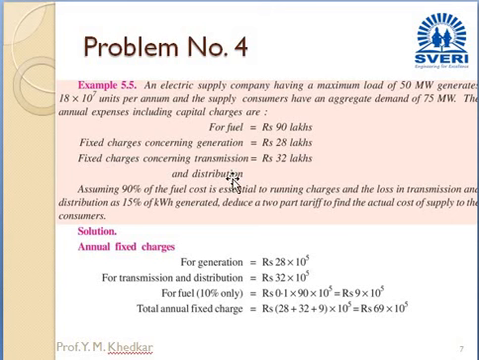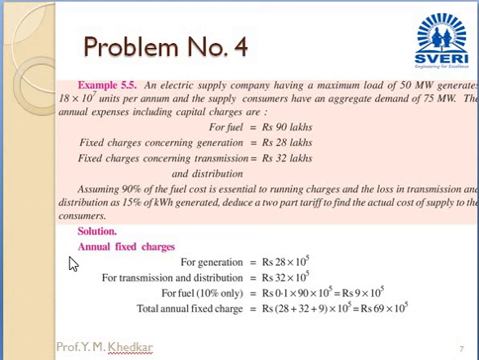Fixed charges for the transmission and distribution 32 lakh rupees. So 90% of the fuel cost is essential in the running charges. It means 100 minus 90, that is 10% charges are included in the fixed charges. Then distribution of 15% of kilowatt hour, it has been generated. So these losses also we need to consider while calculating the charges.